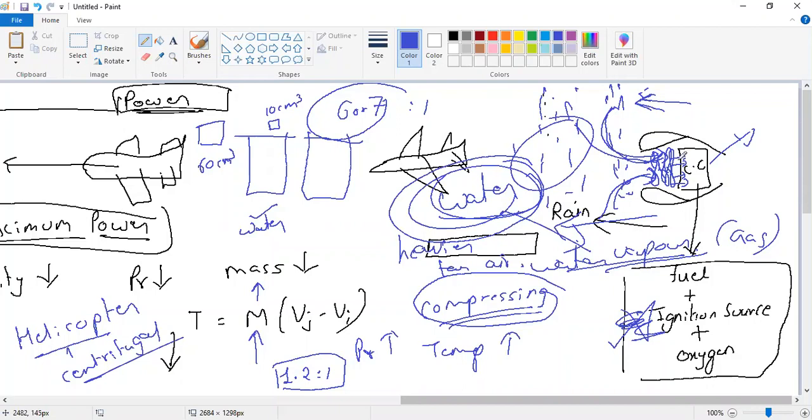We are not passing the water into the combustion chamber. If I pass water in the combustion chamber, only then the flame will be extinguished. Otherwise, the flame is not extinguished. Okay, if you send water vapor, it will not extinguish. So the first part is it increases the mass.